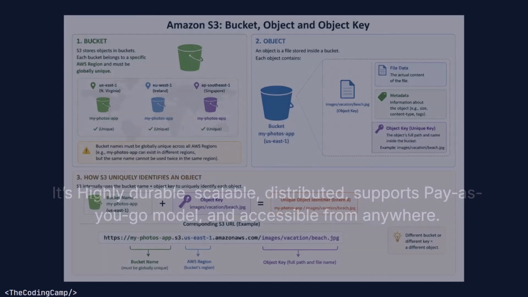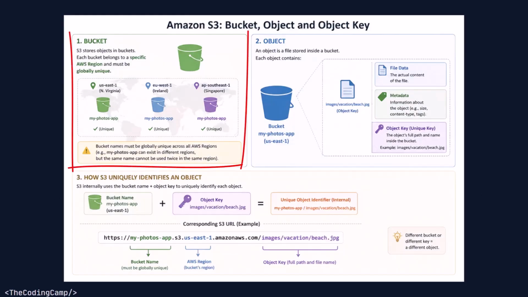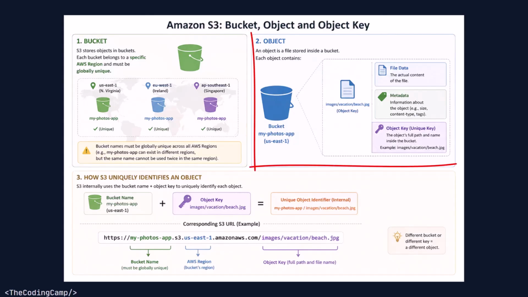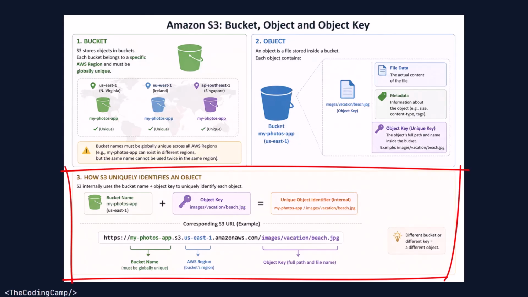S3 stores objects in something called a bucket. Each bucket belongs to a specific AWS region and must be globally unique. An object is a file stored inside a bucket. Each object contains the file data, metadata, and a unique key called the object key. The key is the object's full path and name. S3 internally uses the bucket name plus the object key to uniquely identify objects.